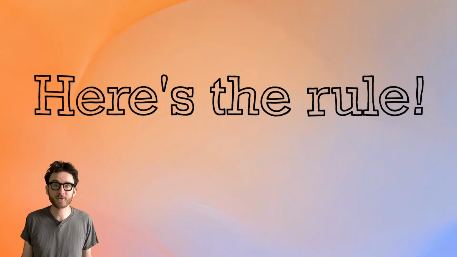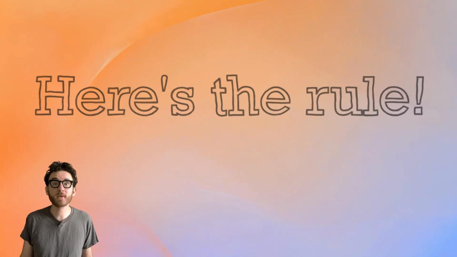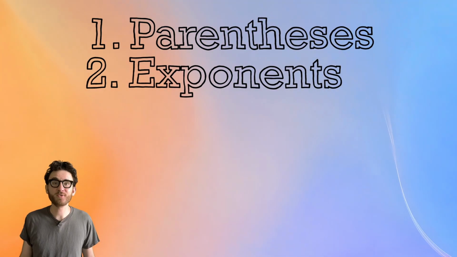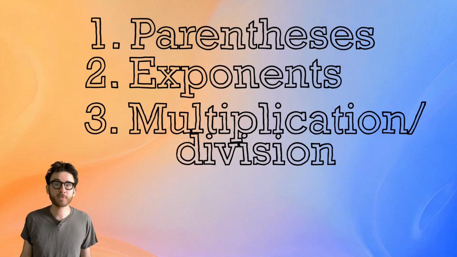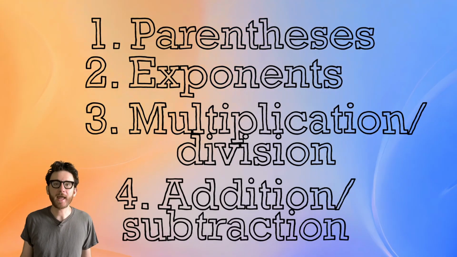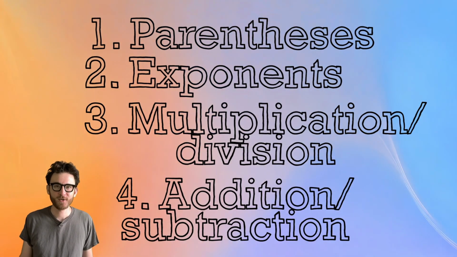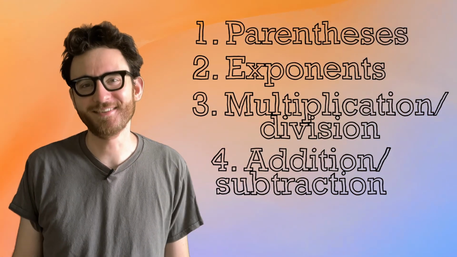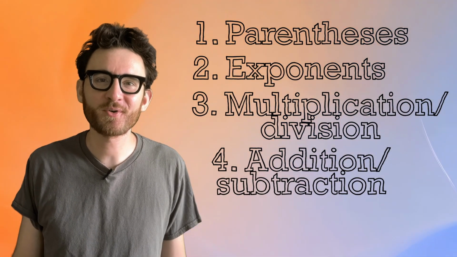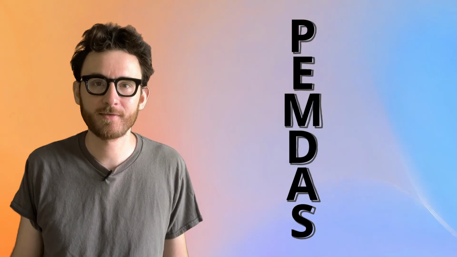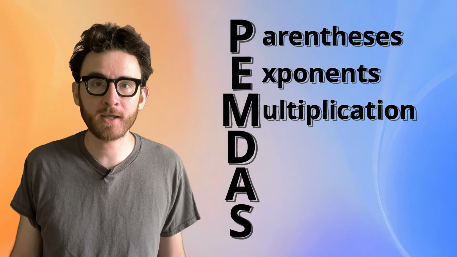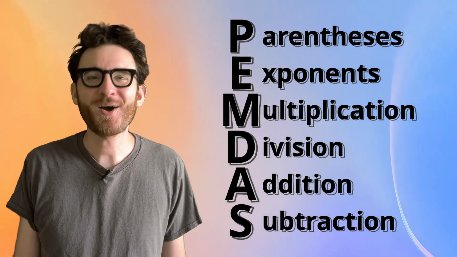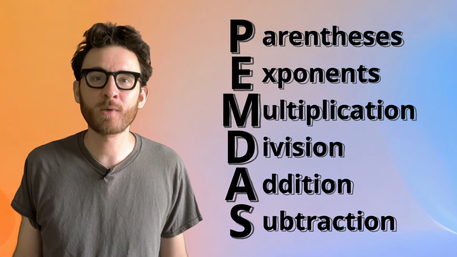Here's the order of operations rule. First, you always do the parentheses. Second, you do exponents. Third, you do multiplication and division from left to right. Finally, you do addition and subtraction from left to right. So you do go left to right sometimes, but not necessarily always. The easiest way to remember this rule is by remembering PEMDAS. Parentheses, exponents, multiplication, division, and addition, subtraction. PEMDAS.